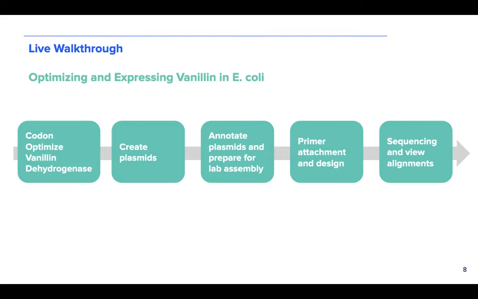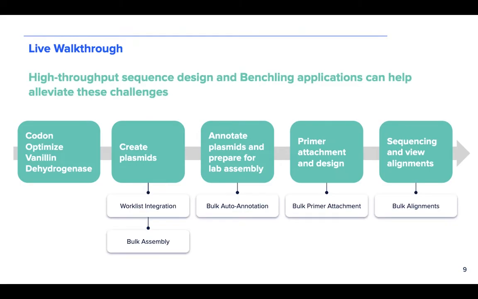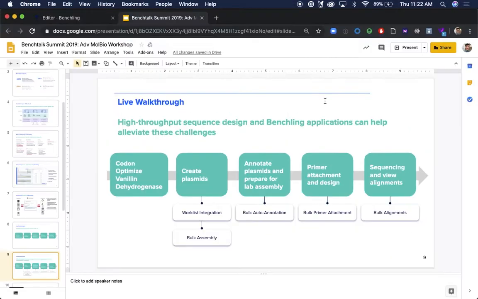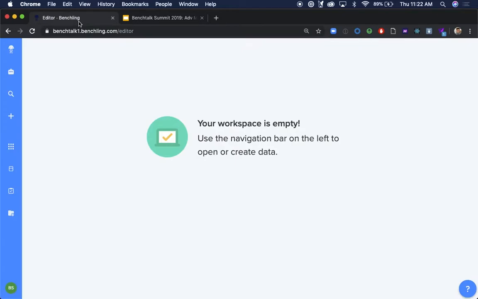You'll be able to find a folder with your name on it, which contains some curated data, including the vanillin dehydrogenase gene that we're going to codon optimize. We'll then use, as Andrew mentioned, the bulk assembly tool to design these vectors, assemble them, do some annotation and primer design, and finally end with alignments. So what I'm going to do right now is jump into the platform.